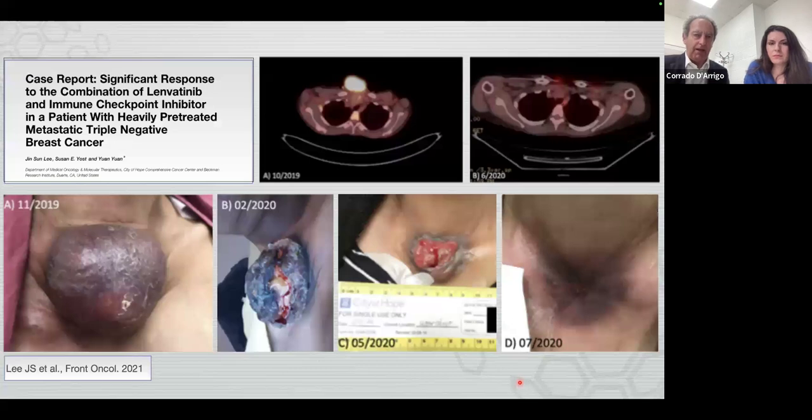And I almost always show this slide because it's a dramatic slide of a patient who is really destined to die. This is a patient who has had several relapses in triple-negative breast cancer, heavily pretreated, now has a large sternal mass, you see it here, fungating, etc. A combination of a tyrosine kinase inhibitor plus an immune checkpoint inhibitor led to complete resolution. So these are the kind of amazing things that could possibly happen to this patient. This patient would not have survived.